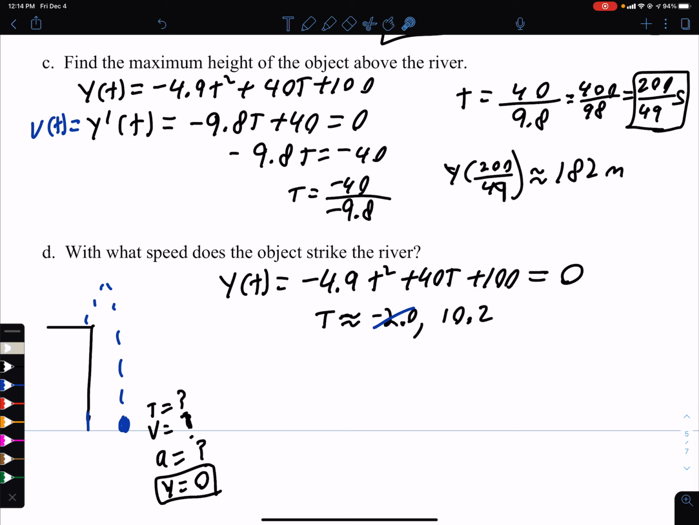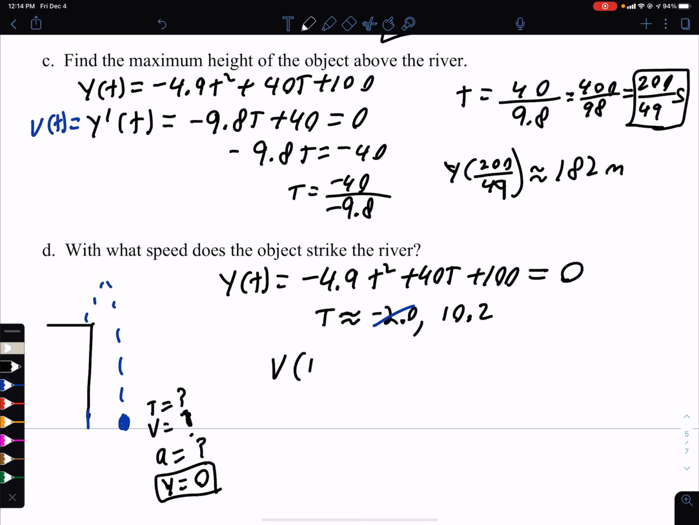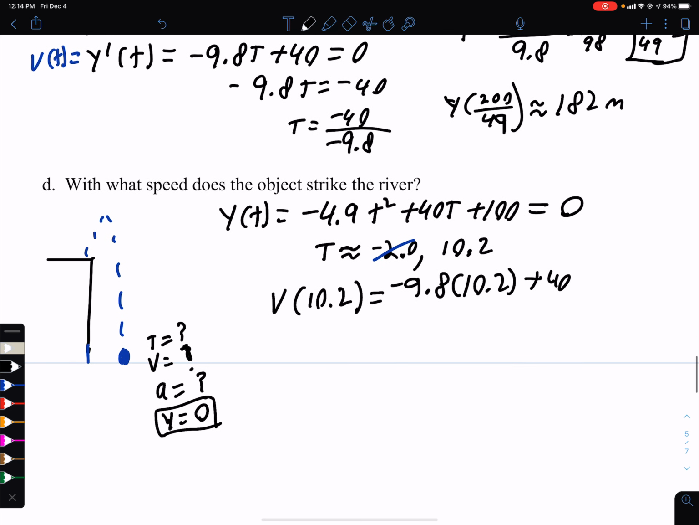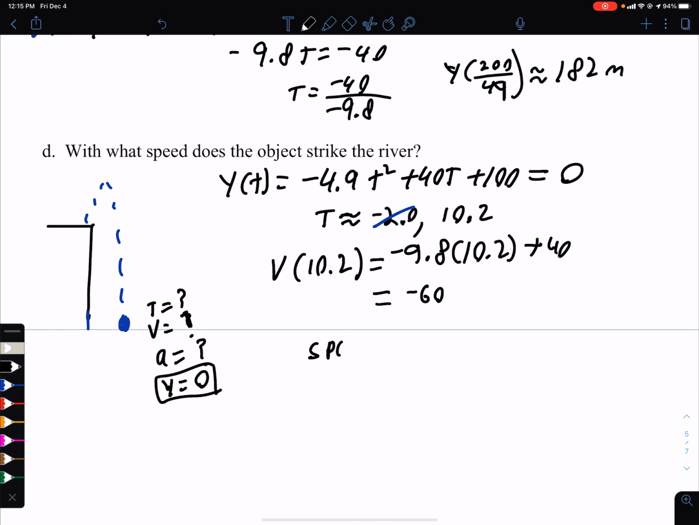So they're asking for the velocity. I need to find the velocity at 10.2. So I plug that into my velocity function up there. So it's negative 9.8 times 10.2 plus 40. And so that's going to give me a final velocity of actually negative 60. But speed is the absolute value of that because speed doesn't care about direction. So the speed will be 60 meters per second.